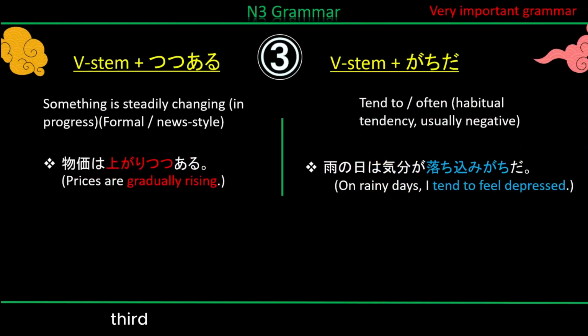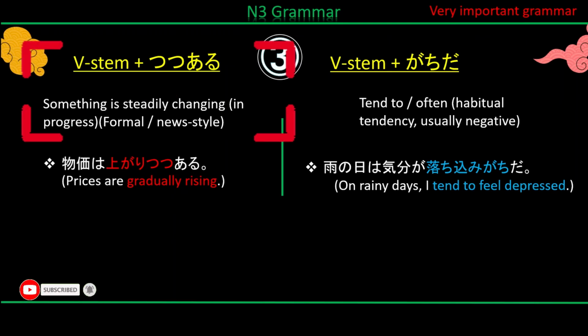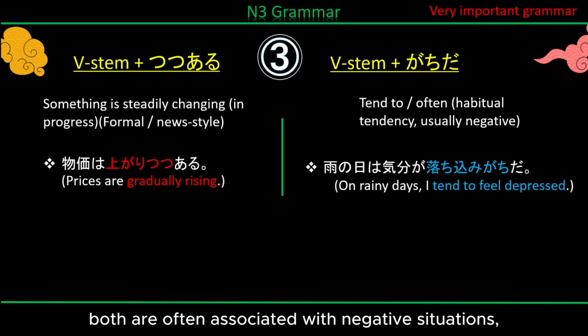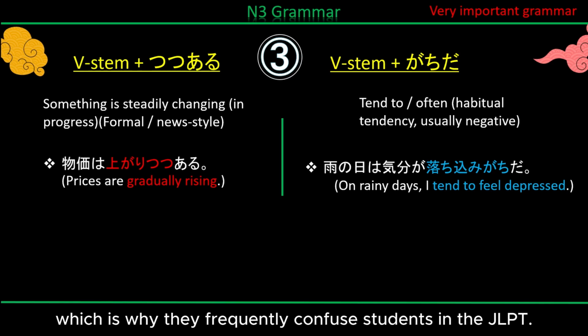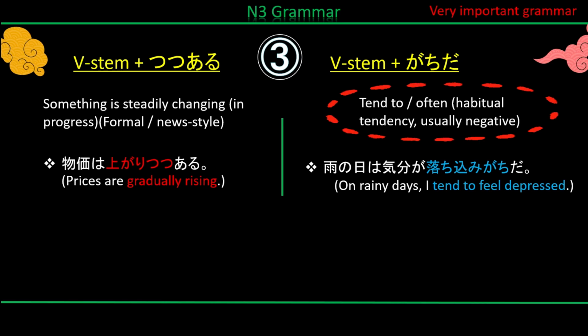Now let's move on to the third set of similar looking grammar patterns. So this time we will compare verb stem form plus tsutsu aru and verb stem form plus gachi desu. These two forms look similar and often both are associated with a negative situation, which is why students frequently confuse them in the JLPT exam. So first, let's look at their meanings. Tsutsu aru is used to describe something that is continuously changing or currently in progress. So it is commonly used in formal contexts such as news reports or academic writing. On the other hand, gachi desu expresses a tendency or a habit, something that often happens, especially related to a person's feelings or behavior.